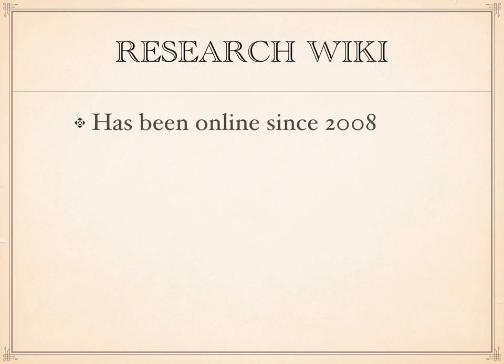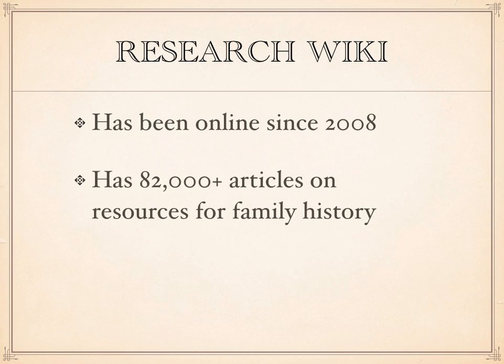Here are some of the facts about the Research Wiki itself. It's been online since 2008. Plans for the wiki were done in 2007, but the main time it came online was around July of 2008. It presently has 82,000 plus articles on resources for family history. As I mentioned, that's getting close to 83,000 now.